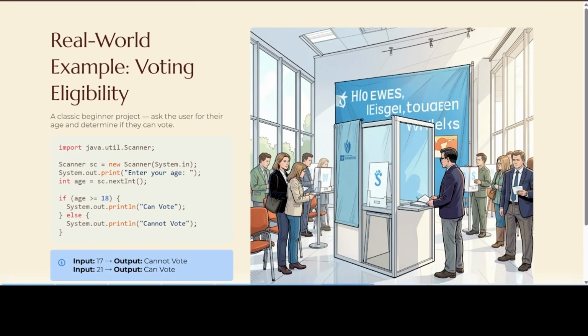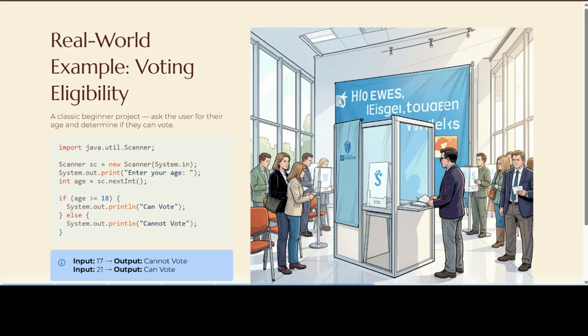And then we are going to see a real-world example: voting eligibility. This is a simple code I will give in this real-time example so that you will understand this concept completely clearly. For that only I am using this example. This is a very common example.